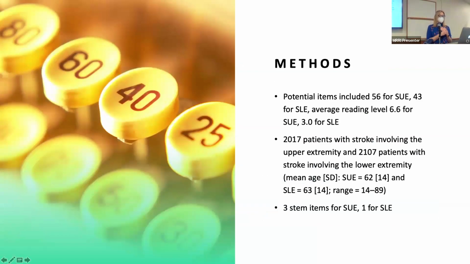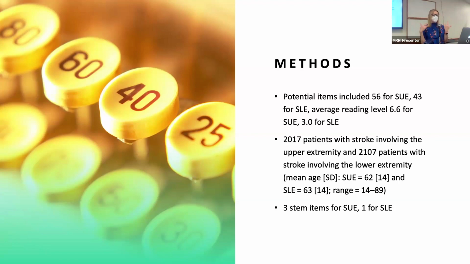So we had to start with a pretty large item bank, or potential candidate bank, of functional questions that were appropriate to ask someone who had experienced a stroke. We had a list of upper extremity candidate questions and lower extremity candidate questions. Through a lot of expert panel discussions, emails, and back and forth, we tried to get the most appropriate questions for the candidate bank. From a total of 56 potential stroke upper extremity questions and 43 potential stroke lower extremity questions, we made sure that the average reading level was at 6th grade.